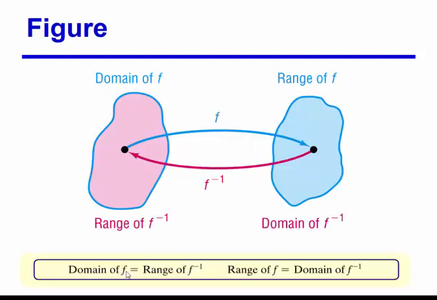So again, the domain of f is the range of the inverse function. The range of f is the domain of the inverse function. The reason being is because originally we have the domain of f maps to the range of f, and then what we do when we find the inverse, the domain of the inverse of f maps to the range of the inverse of f, which is the domain of the original function.